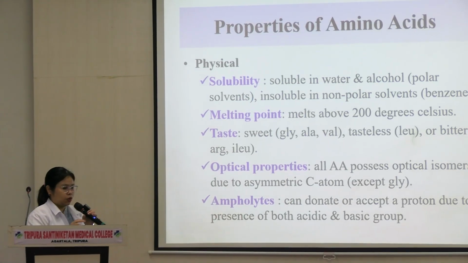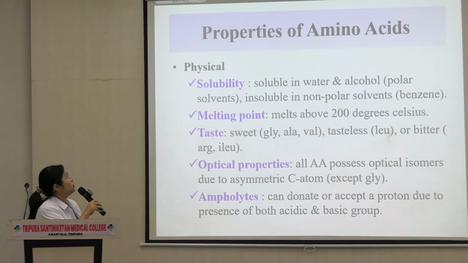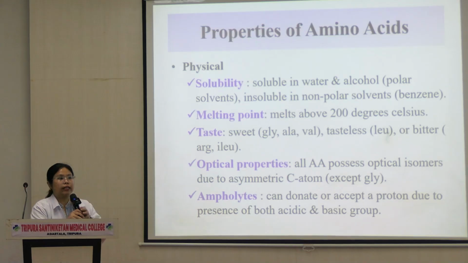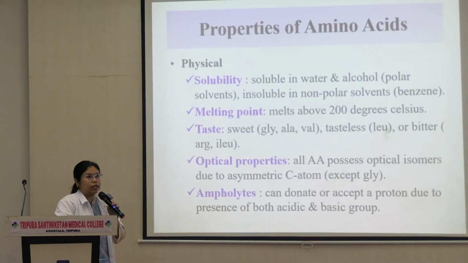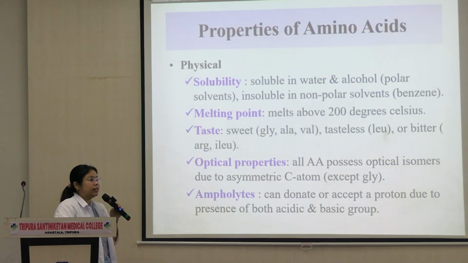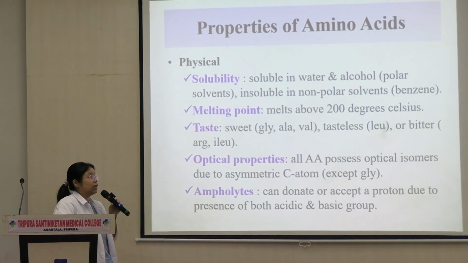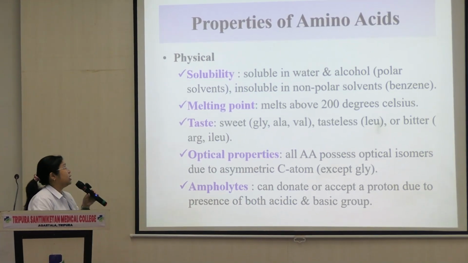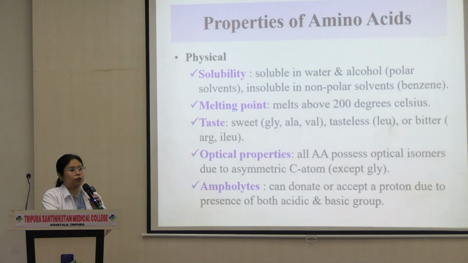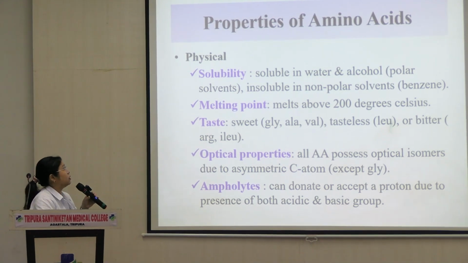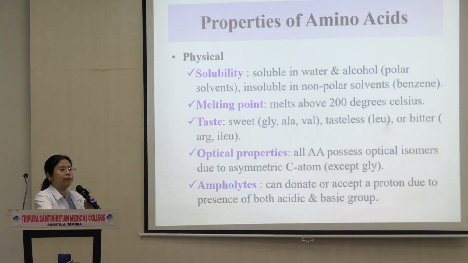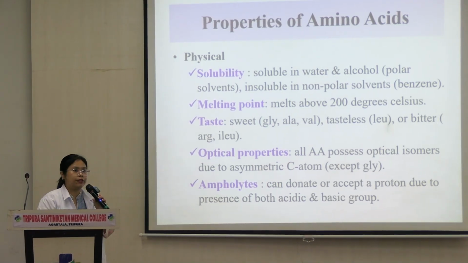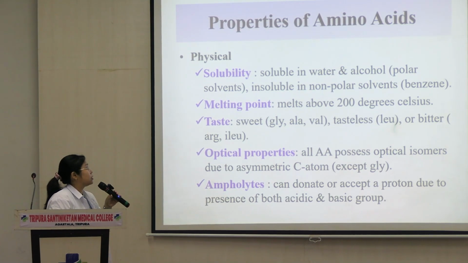Let's go one by one. So we have properties, physical and chemical properties. First, we will go through physical properties. Solubility: they are soluble in water and alcohol, which are called polar solvents, and they are insoluble in non-polar solvents like benzene. Melting point: they have a very high melting point, usually above 200 degrees Celsius.